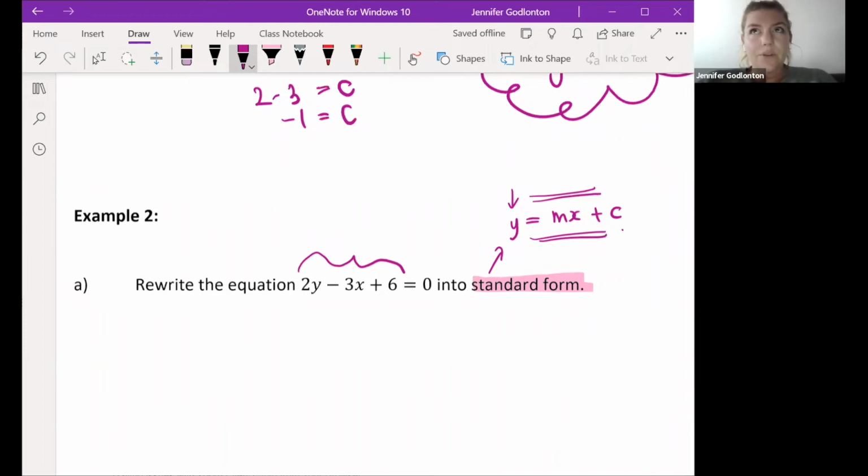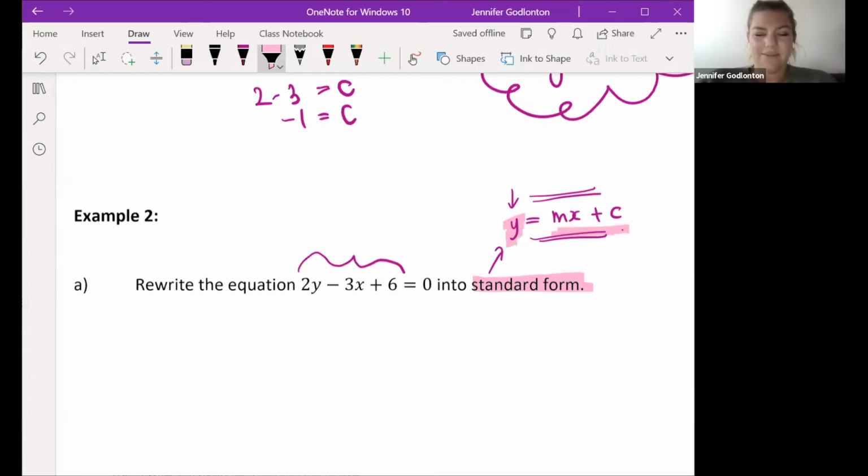Yeah, Tiana, how can I help? Ma'am, so if we rearrange it, will the y still be with the 2? When you rearrange it, for your final answer I don't want that 2 next to the y. Okay. Moabi, yes. Ma'am, wouldn't you put y and the x together and then the numbers on the other side of the equal sign? No, so we want the y to be alone on the side, and then we want everything else to be on the right-hand side.